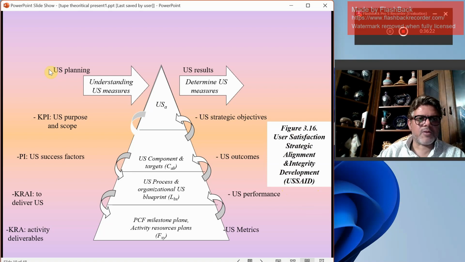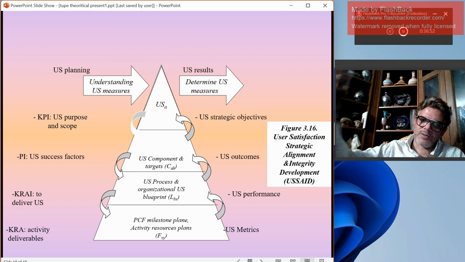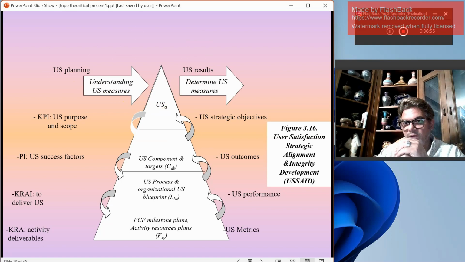Anyhow, so the user satisfaction planning, as the whole of this is going to be the user satisfaction. So it has two lifetimes. Okay, user satisfaction planning is a lifetime: understanding user satisfaction measures. So I have the user satisfaction A, so I'm a user satisfaction, there's another user, so now it's very dynamic.